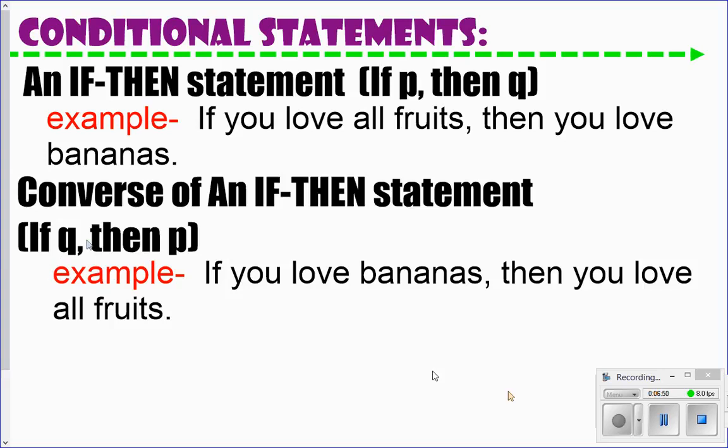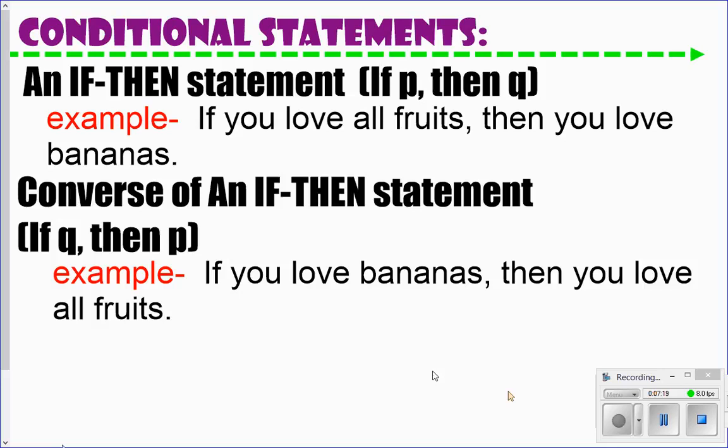So what was the second event, the Q, is now the first event. And what was the first event is now the second event. So if I take the example that we started with, if you love all fruits, then you love bananas, and I find the converse of that statement, the converse would be, if you love bananas, then you love all fruits. Okay, so that's how we write the converse.